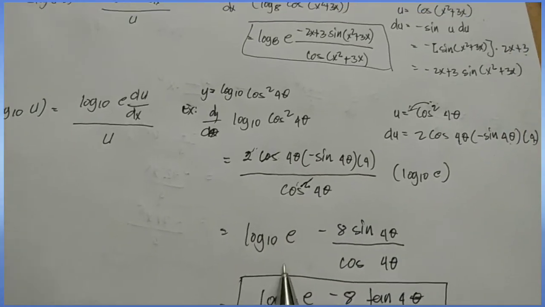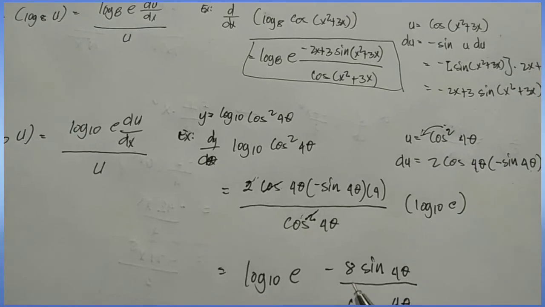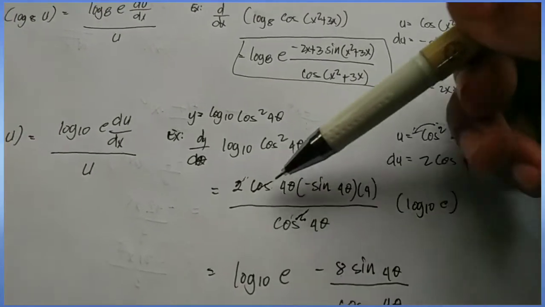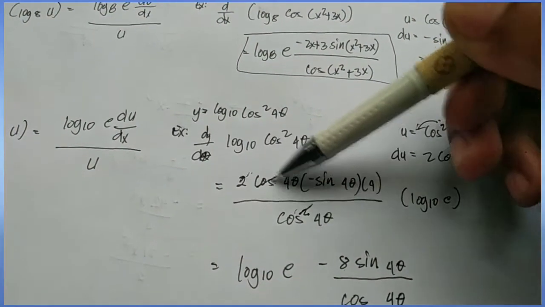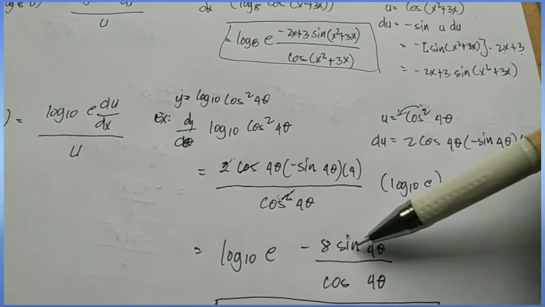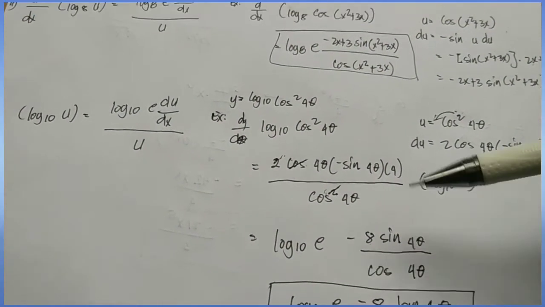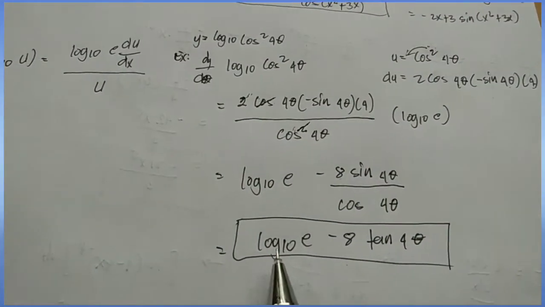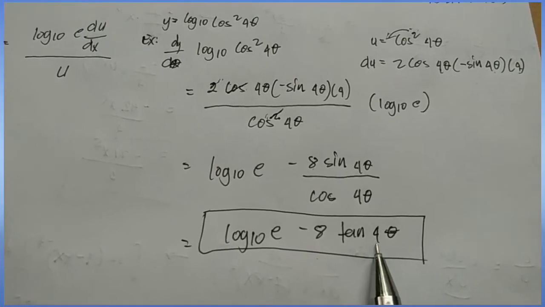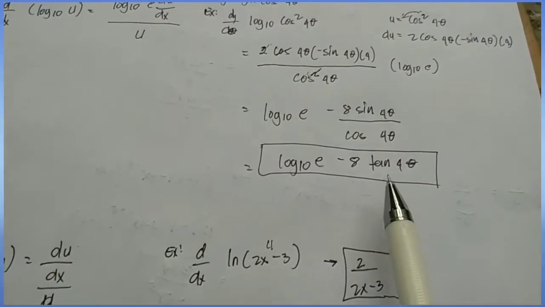So log 10 e times minus 8 sine 4 theta. So this cancels, right? The cosine cancels. 4 times 2 is 8, sine 4 theta all over cos 4 theta, your u. So log 10 e minus 8 tangent 4 theta. So that is our final answer.